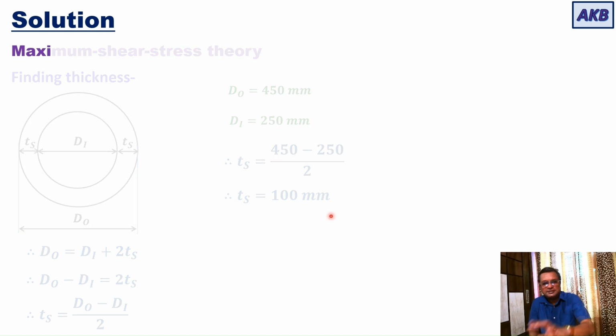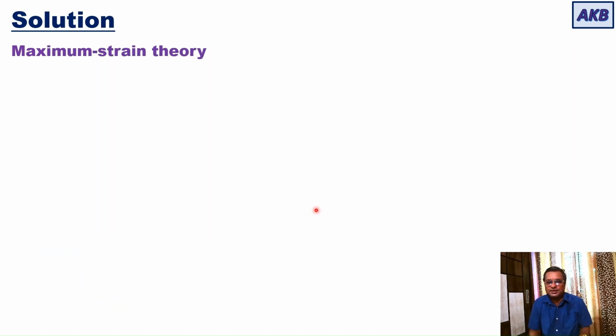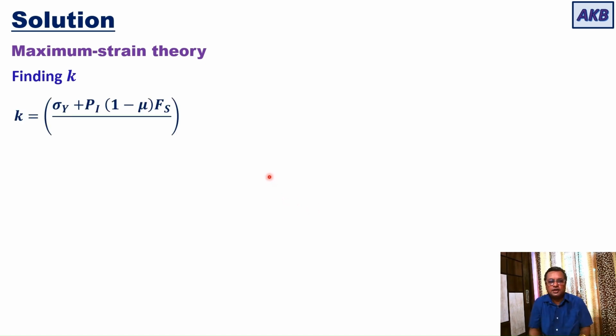Okay. Now let us use the third theory, maximum strain theory. Again, the first step is finding K, and we will be using the equation for K as per the maximum strain theory. In this case, the equation for K is the square root of sigma y plus pi into 1 minus mu into Fs divided by sigma y minus pi into 1 plus mu into Fs. I have derived this equation in my discussion on maximum strain theory. Link is available. You can check.